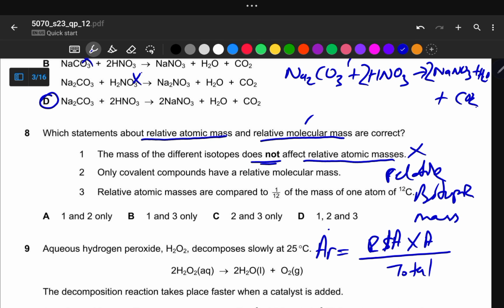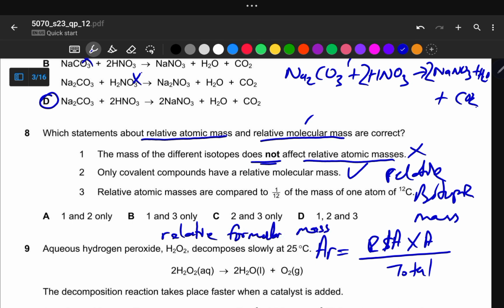And then we want to move on to statement number 2. Only covalent bonds have relative molecular mass. This is true. For ionic bonds, we have what we call the relative formula mass.